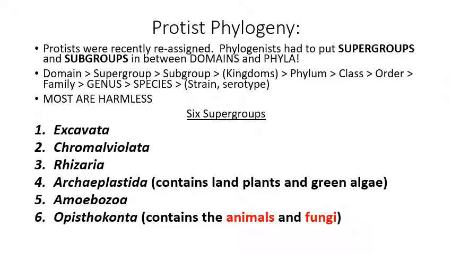Right, so the opisthoconta is a group of protists that includes fungi and animals, and of course the animals includes the humans, right? So the opisthoconta is the protist supergroup that we now believe eventually evolved into animals, including humans. Those are the opisthoconta.